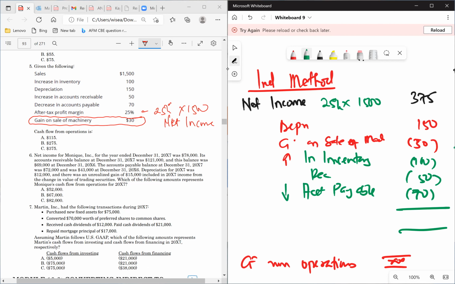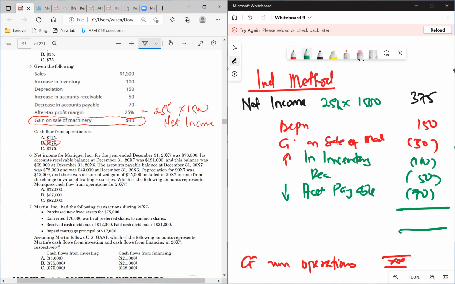So 375 plus 150 minus 30 minus 100 minus 50 minus 70. So 275. 275 will be the answer.